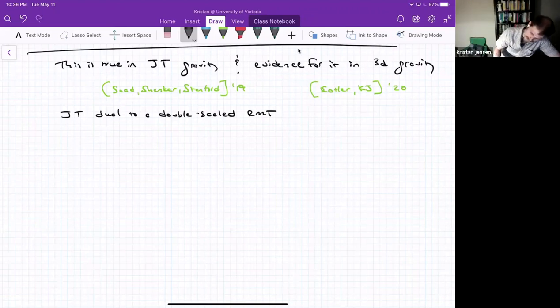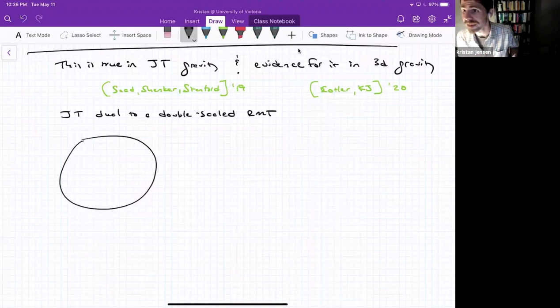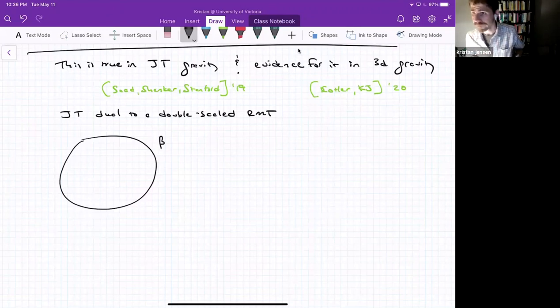So for instance, if you consider the disk, that is, the hyperbolic disk, the disk with constant negative curvature, that disk amplitude, well, that can be computed exactly in JT. There's one parameter, which is effectively the size of the boundary circle that depends on beta.